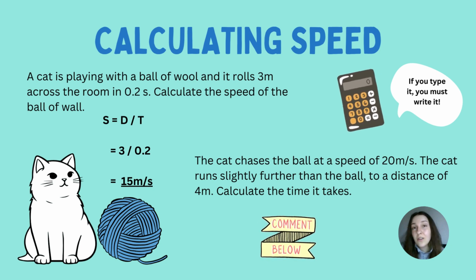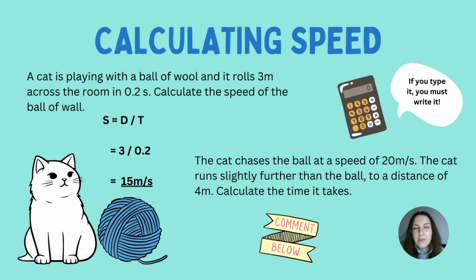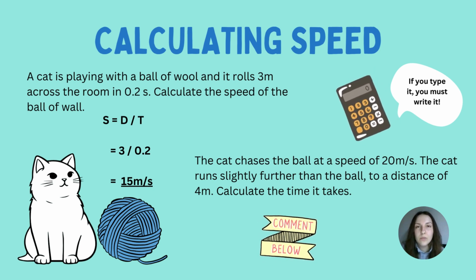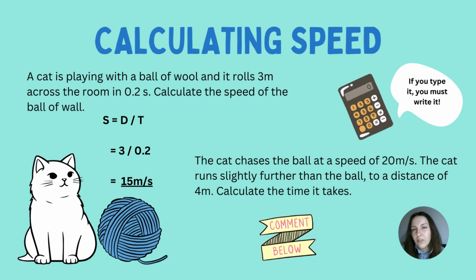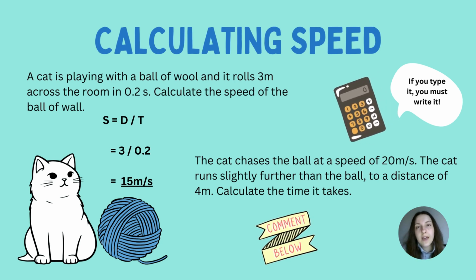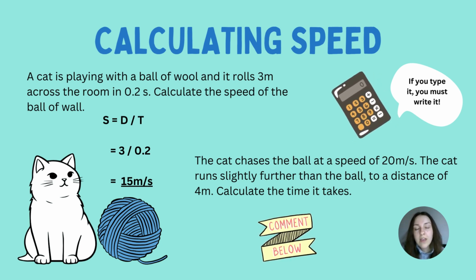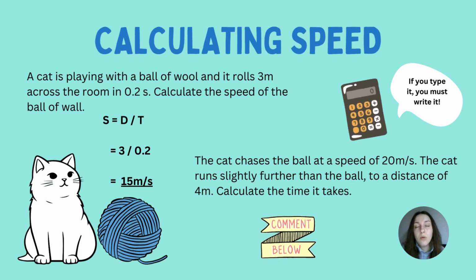So let's have a go at a question. Okay, a cat is playing with a ball of wool and it rolls 3 meters across the room in 0.2 seconds. Calculate the speed of the ball. So this is quite a straightforward question, but it's worth doing anyway. One thing I would mention, if you're struggling with calculations in science, I recommend getting your pen or whatever you're writing with and circle the key points to it.